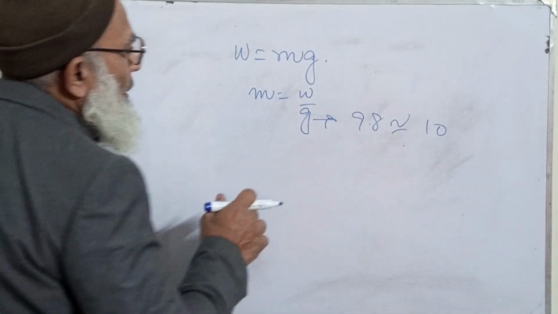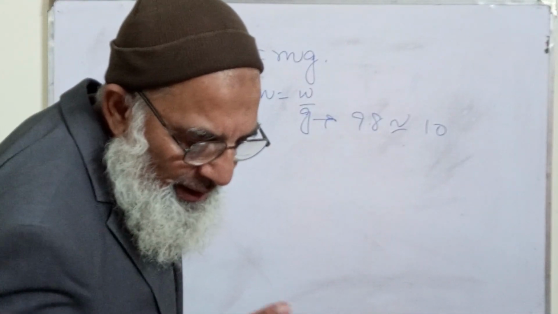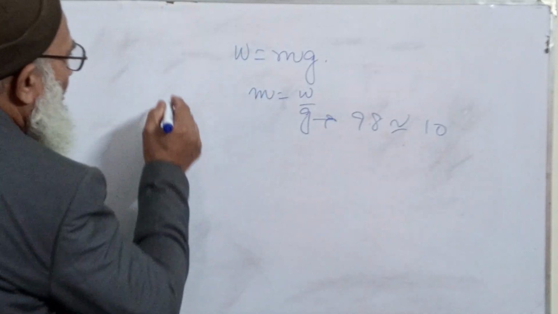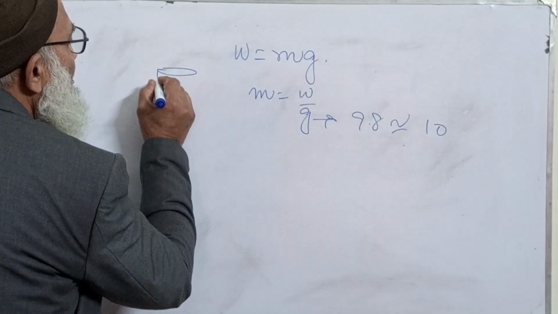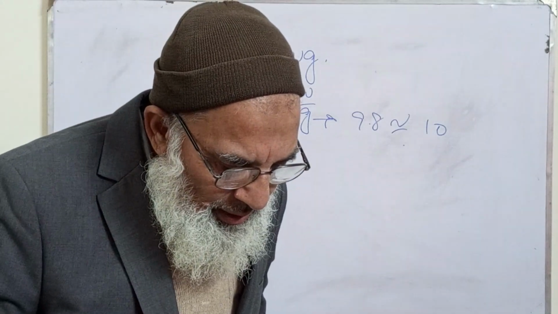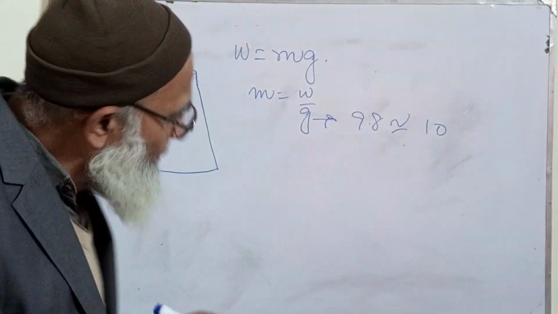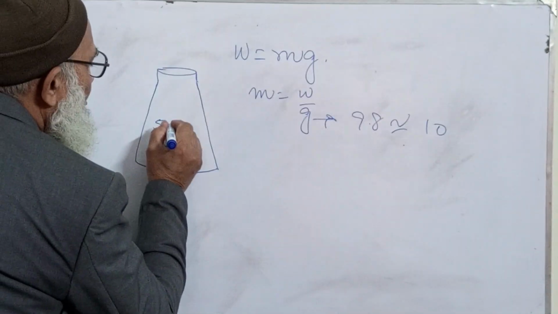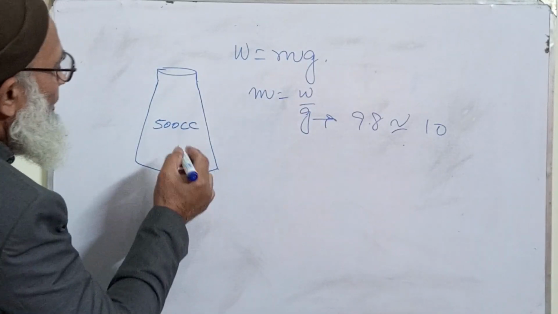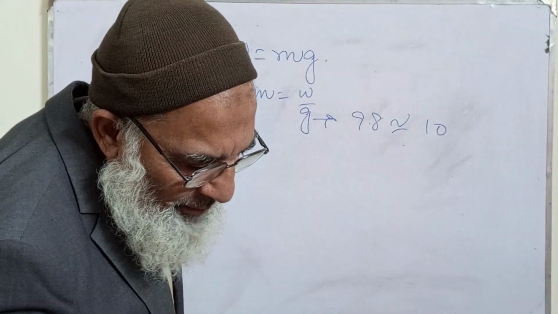Now this is another planet. Now there is a conical flask. This is a conical flask, it is like this, and its volume is given. The volume is 500 cc, or cubic centimeter. In your book it is written like this. Both are the same.